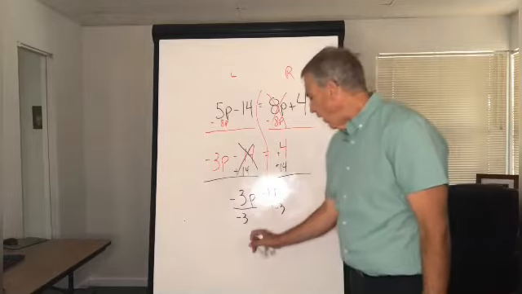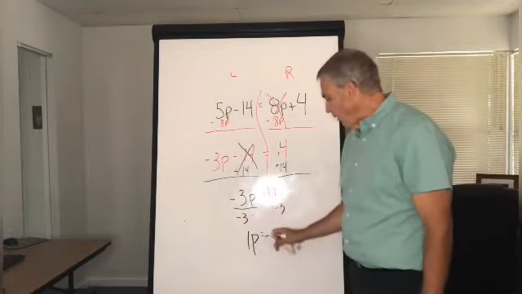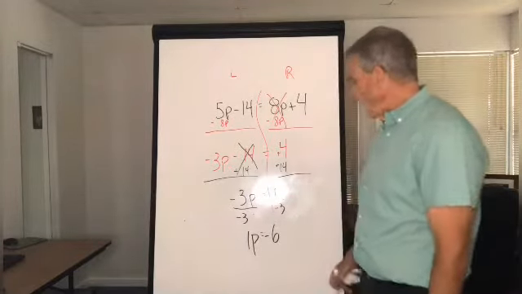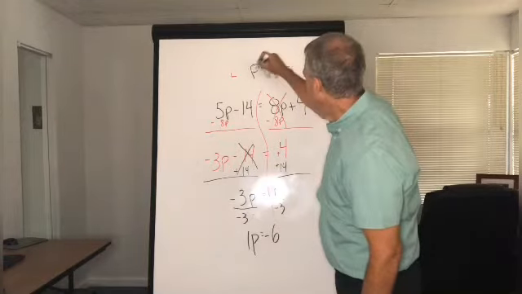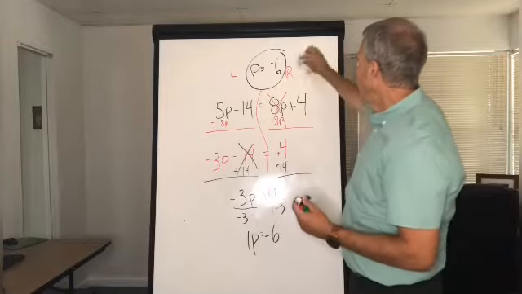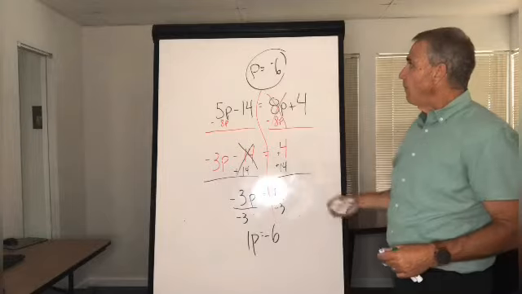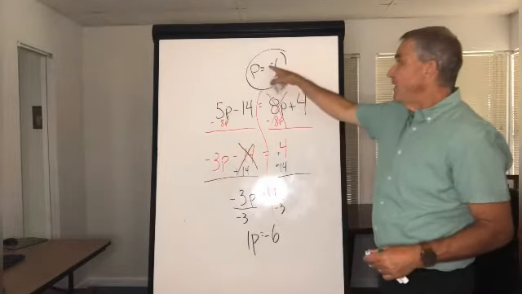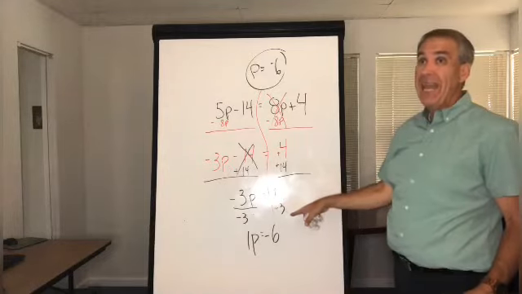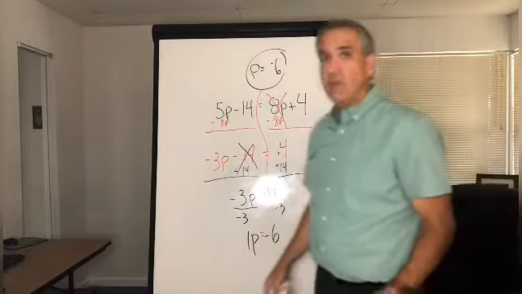So now we have positive 1p. 18 divided by negative 3 is negative 6. So 1p is equal to negative 6, or simply p is equal to negative 6. Either one, 1p or p. But make sure you have an equal sign and it's negative 6, because 18 divided by negative 3 was negative 6. Not positive. Let's try another one.